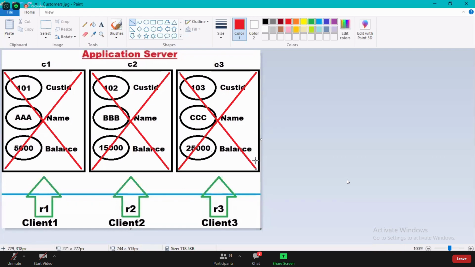Read-only. Perfect. Are you saying constant? Constant is single copy or multiple copies? Answer me. You're seeing three copies of the customer ID. If you see three copies of the customer ID, how will it be constant? Constant and static are single copies.